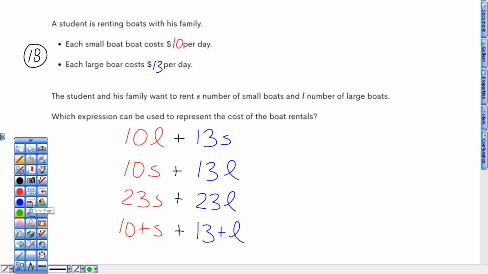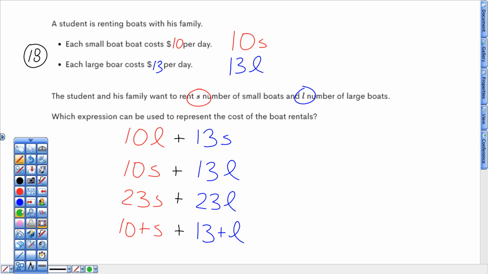This one, $10 per day, using S to represent number of days. So $10 per day, I'm going to have you write that as 10 times S. So S being number of days. If you've been there one day, you spent $10 per day. I'm going to write that as 10S. $13 per day, using L to represent number of days for large boats. 13L, $13 per day. Notice it's always timesing.